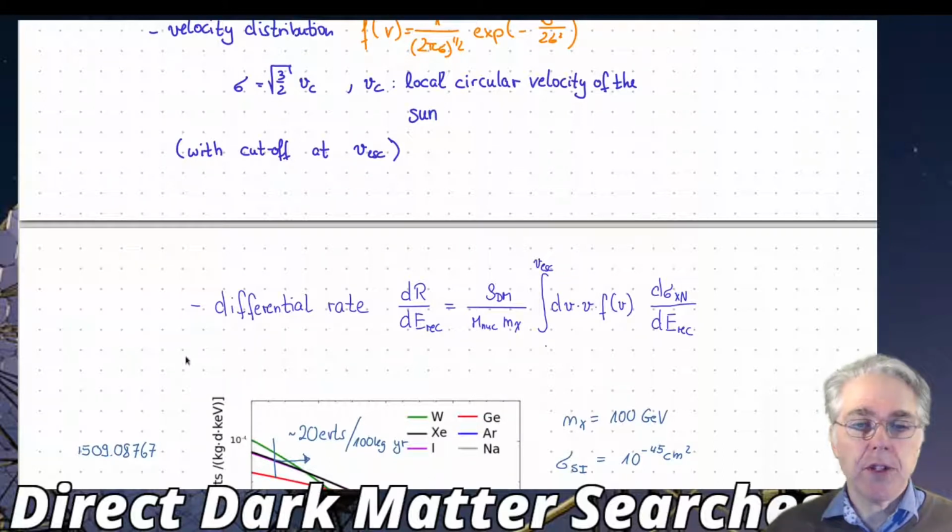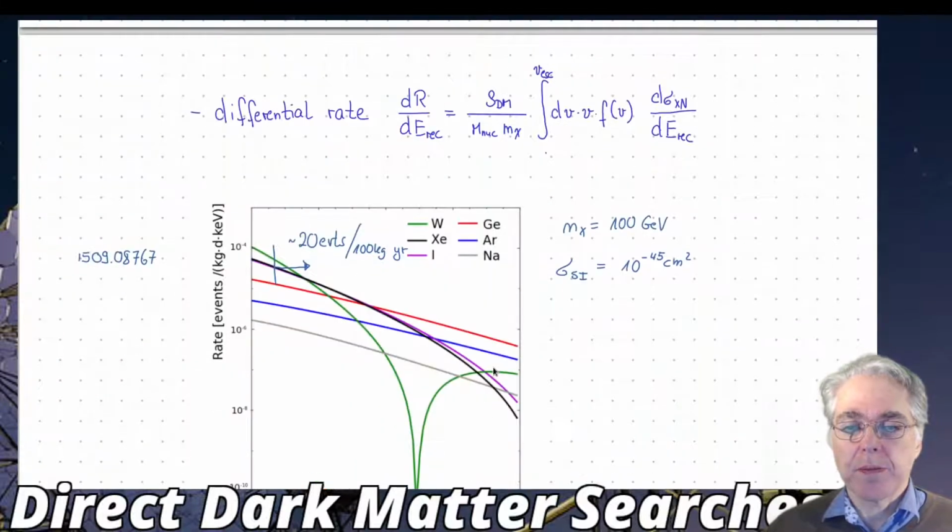So taking everything together, we get the differential rate, and that's simply the integration over the velocity distribution, velocity times the cross-section, and the prefactor is the number density of the dark matter, and it's 1 over the nucleus mass, which comes from the momentum transfer.